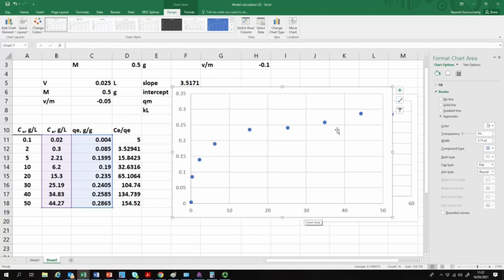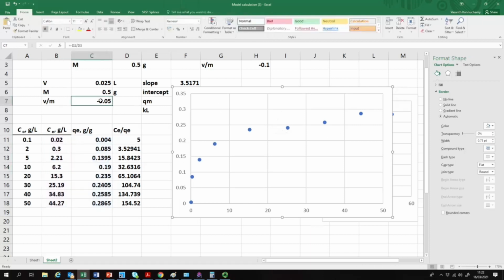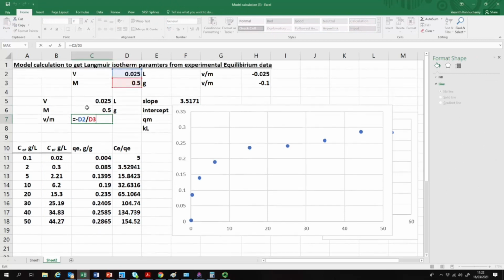Then we can calculate the slope of the operating line. That should be equal to minus V by M. Always be careful with the unit. I converted the milliliters into liters. So 25 milliliters is equal to 0.025 liters, and mass is expressed in grams. If you take the ratio minus V by M, so minus 0.025 divided by 0.5, the unit will be liters per gram.